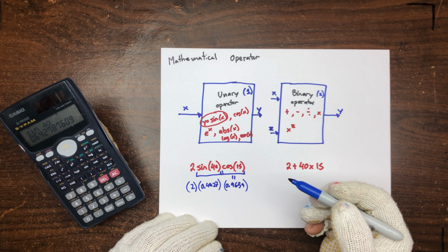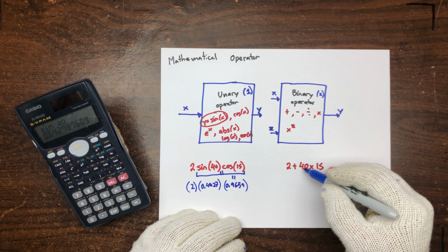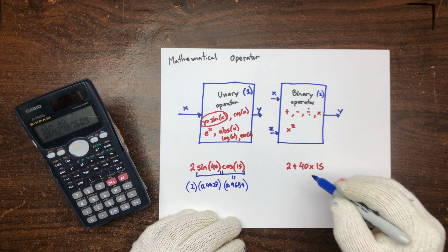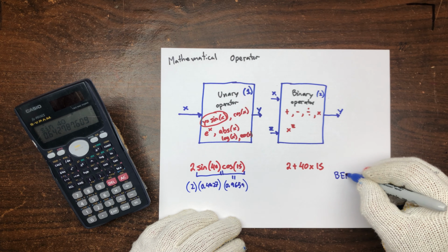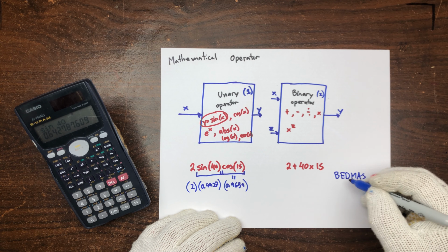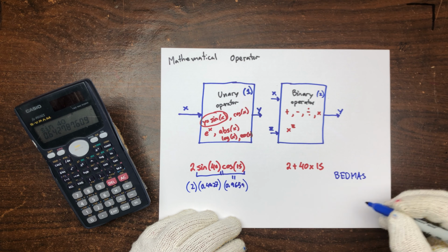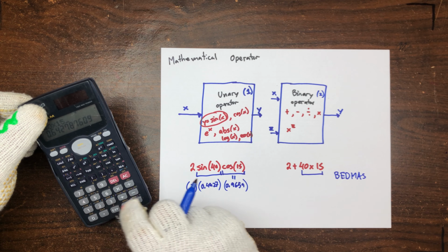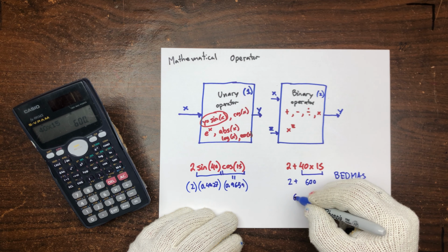Here, though, it does matter. Do I do 2 plus 40 first, or do I do 40 times 15? And this is what we're going to talk about. This is where the BEDMAS system comes from, and we'll be talking about that extensively: brackets, exponents, division, multiplication, addition, and subtraction. So we'll do the multiplication first. This becomes 40 times 15, 600, plus 2, so we get 602.